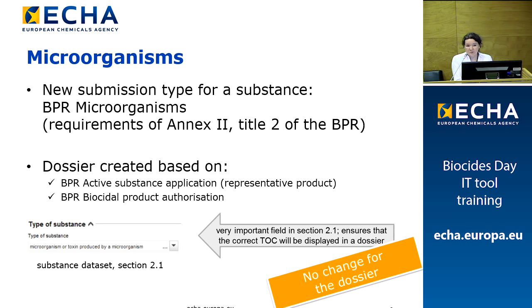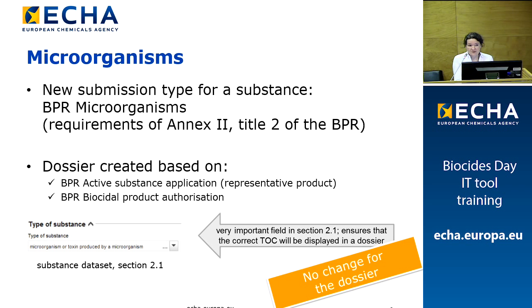Now I would like to show you quickly what are the main improvements we did in Euclid 6.3 for the biocides. The first big change is for microorganism. We have new submission type for a substance. It means that when you are creating a substance, you can select the table of contents BPR microorganisms, and this table of contents follows closely Annex 2, Title 2 of the BPR.